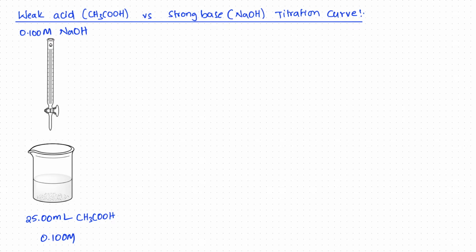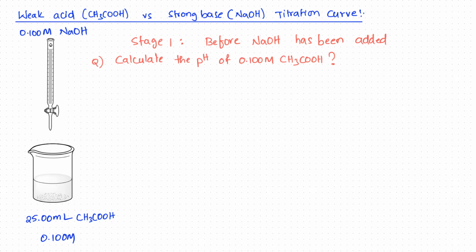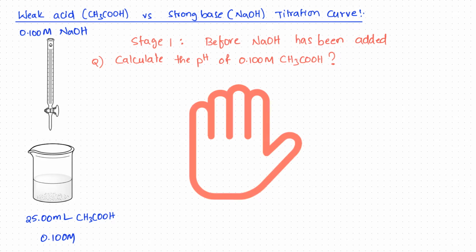Again, to simplify things, we will break down the titration curve into 4 different stages. Stage 1 is before the titrant has been added. So, in the beaker, we have 25 milliliters of 0.1 molar acetic acid solution. How do we calculate the pH of 0.1 molar acetic acid solution? Pause the video here and answer the question.